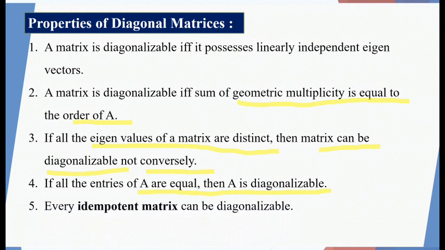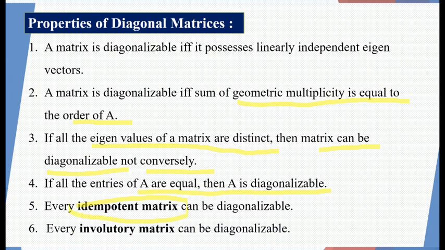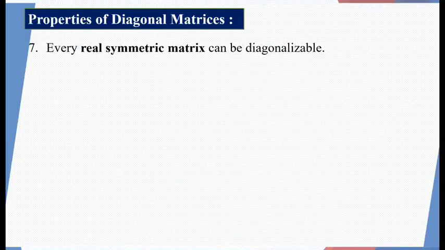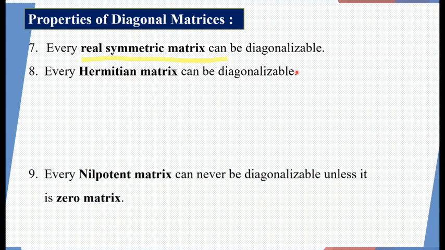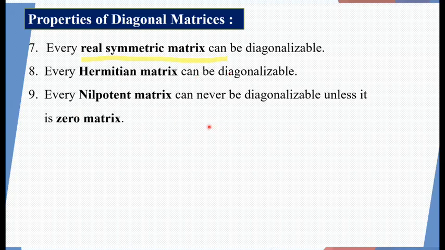Every idempotent matrix can be diagonalized. Every involutory matrix can also be diagonalized. Every real symmetric matrix can be diagonalized. Every Hermitian matrix can be diagonalized. Every nilpotent matrix can never be diagonalizable unless it is the zero matrix.